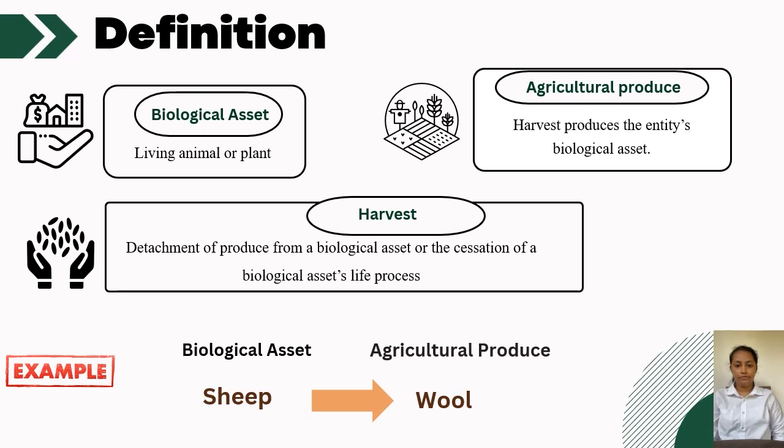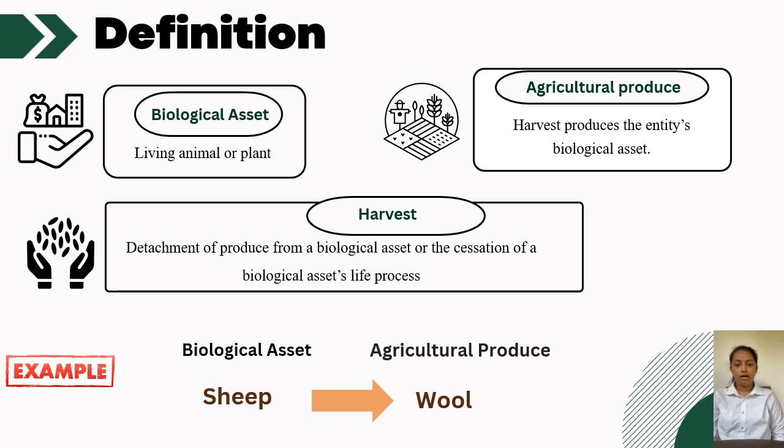Now I am going to talk about the definitions given by the standard in relation to LKS 41. A living animal or plant can be considered as a biological asset. Harvest produce from the entity's biological assets can be considered as agricultural produce, and detachment of produce from a biological asset or the cessation of a biological asset's life process can be considered as harvest.